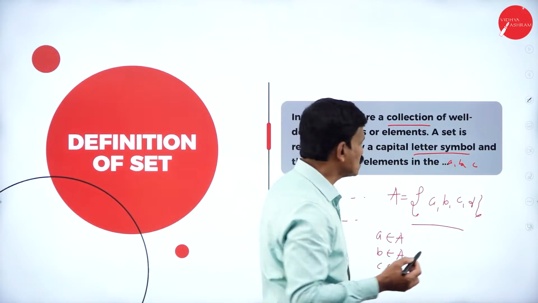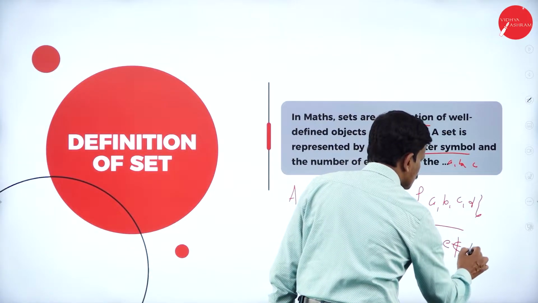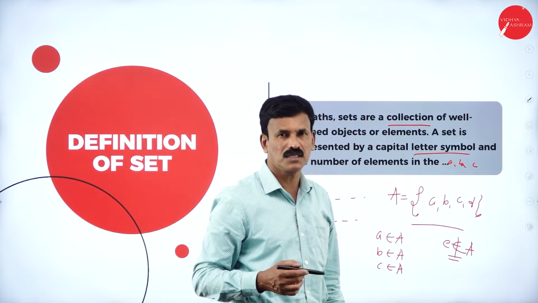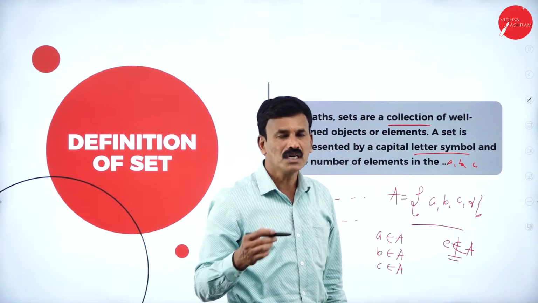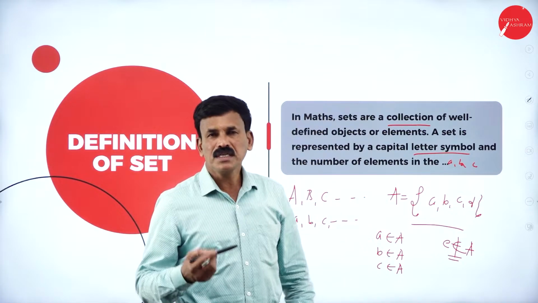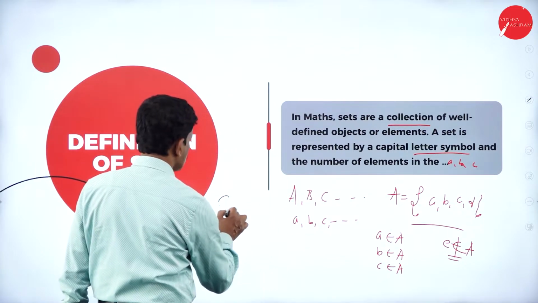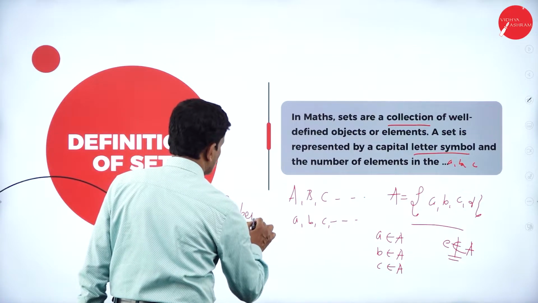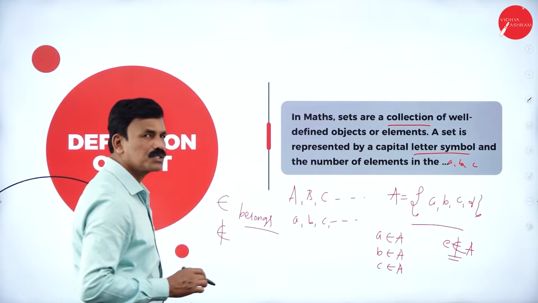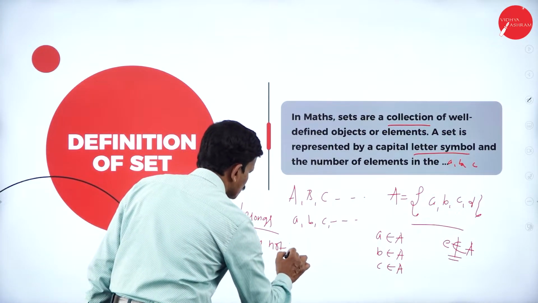Suppose an element does not belong to the set, for example e does not belong to set A, which is denoted as e does not belong to A. This is how we represent it. If any element belongs to the set, it is represented by the symbol belongs to, meaning the element belongs to or is contained in the set. This other symbol means does not belong to.